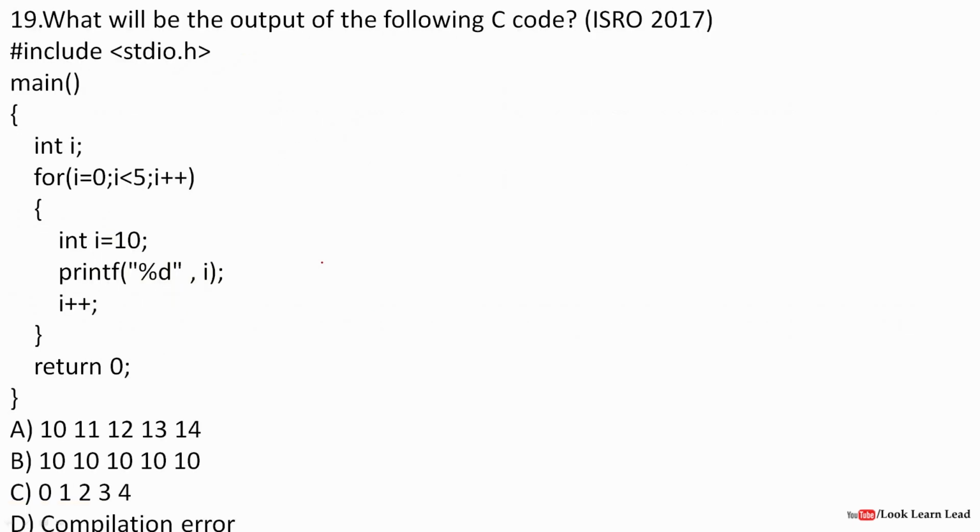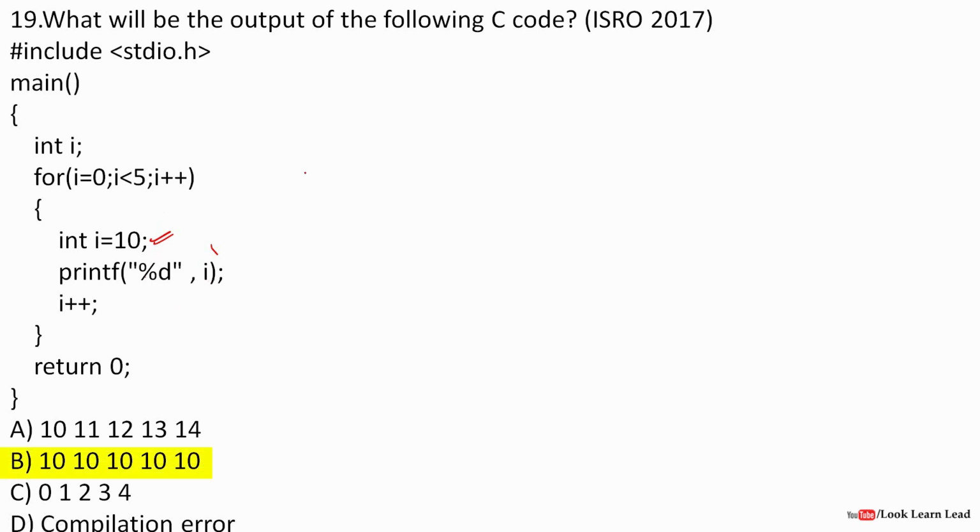What will be the output of the C code? Okay, we have a code and we have to tell what is the output of the code. See, now we have int i, for i is equal to 0 to i is equal to 5, i plus plus, i is equal to 10. So print i. It is simple C programming. We would be printing 10 five times. So it would be our answer.